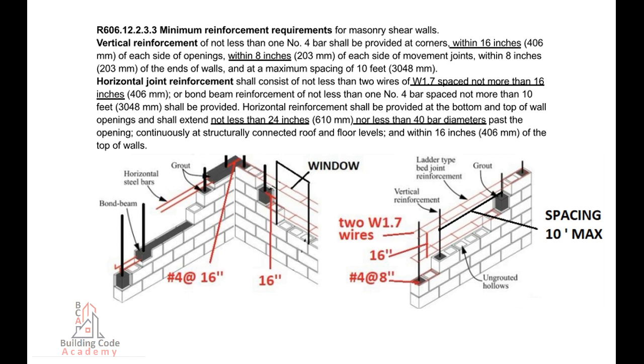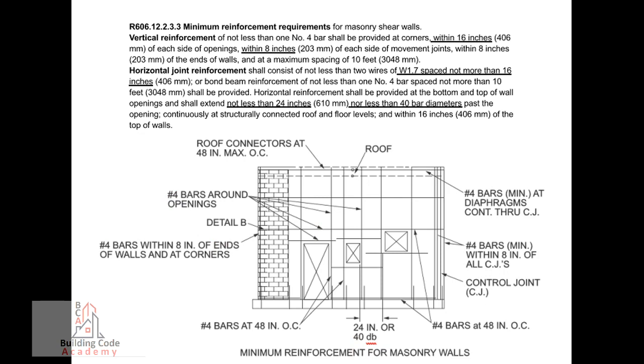Horizontal joint reinforcement shall consist of not less than 2 wires of W1.7, spaced not more than 16 inches, 406 millimeters, or bond beam reinforcement of not less than 1 number 4 bar, spaced not more than 10 feet, 3048 millimeters, shall be provided. Horizontal reinforcement shall be provided at the bottom and top of wall openings and shall extend not less than 24 inches, 610 millimeters, nor less than 40 bar diameters past the opening, continuously at structurally connected roof and floor levels, and within 16 inches, 406 millimeters, of the top walls.